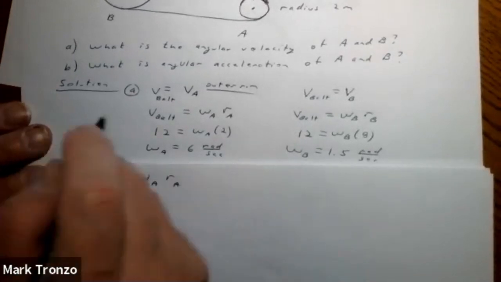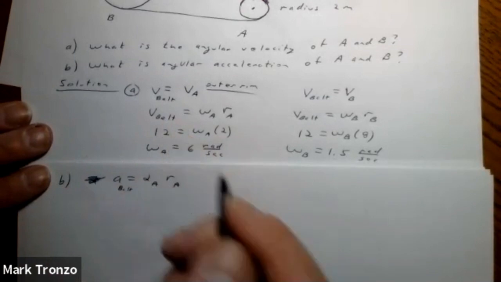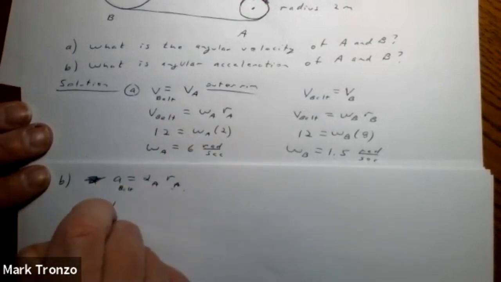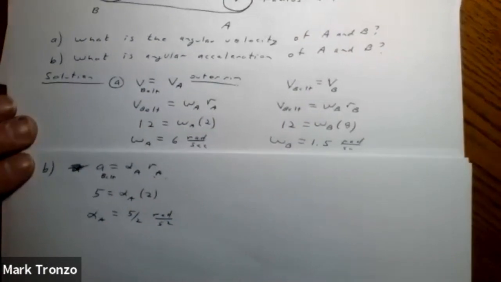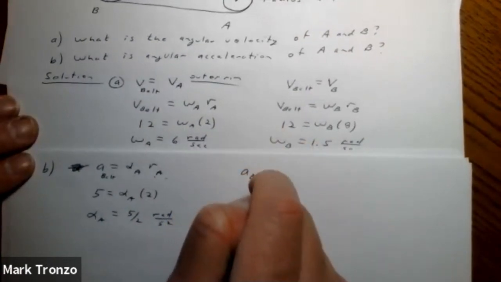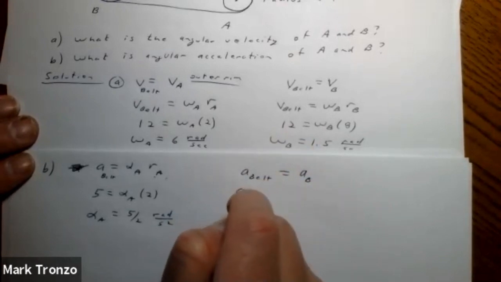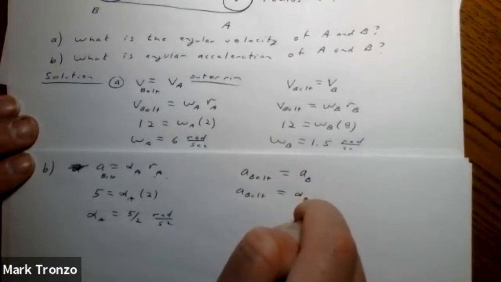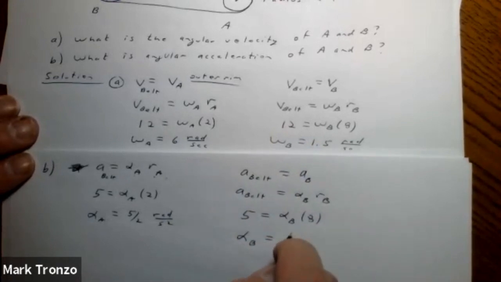Same thing with acceleration. The acceleration of the belt is going to be equal to the acceleration of the outer rim. That's alpha A times R A, so 5 = alpha A times 2, and alpha A is 5/2 radians per second squared. Same thing for B: the belt acceleration is the same as before, so 5 = alpha B times 8, and alpha B is 5/8 radian per second squared.